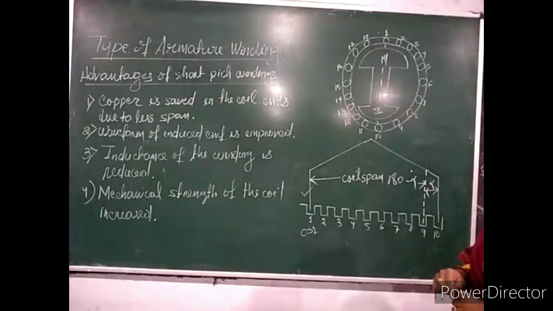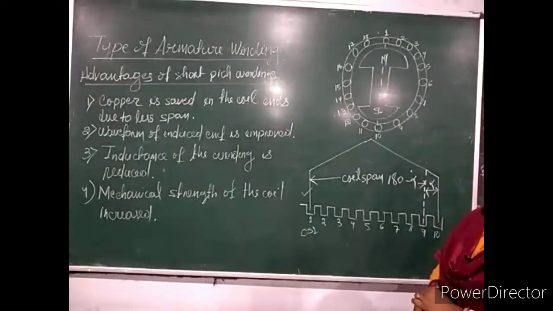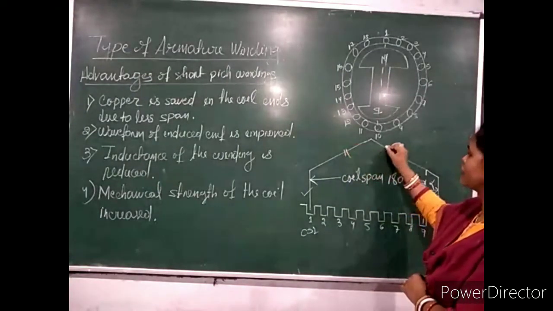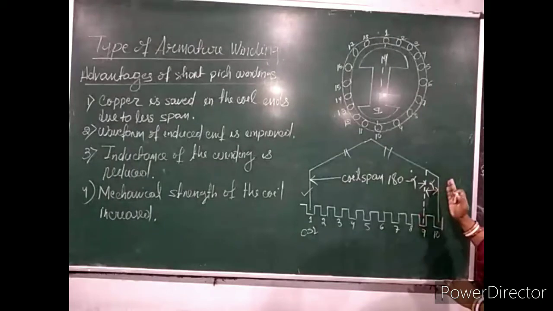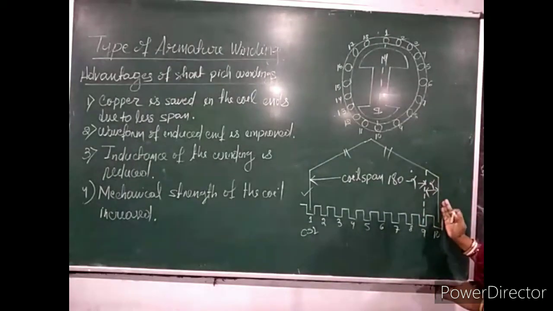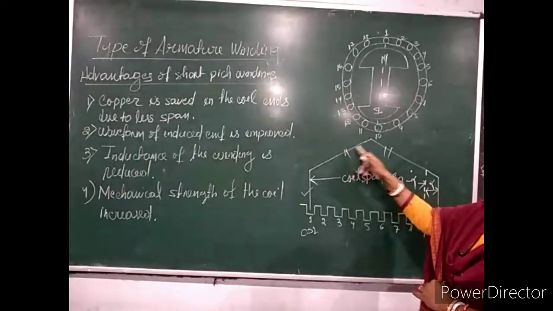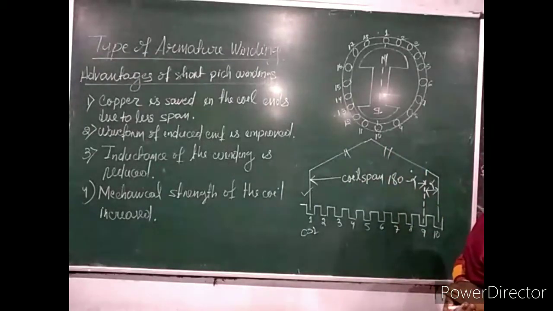The first advantage is that copper is saved in the coil ends. These two portions are the coil ends, and due to less coil span, here you see I reduce the length of the coil by shifting this 10th position to 9th position. So obviously this length of the coil also reduces, due to which copper is saved.